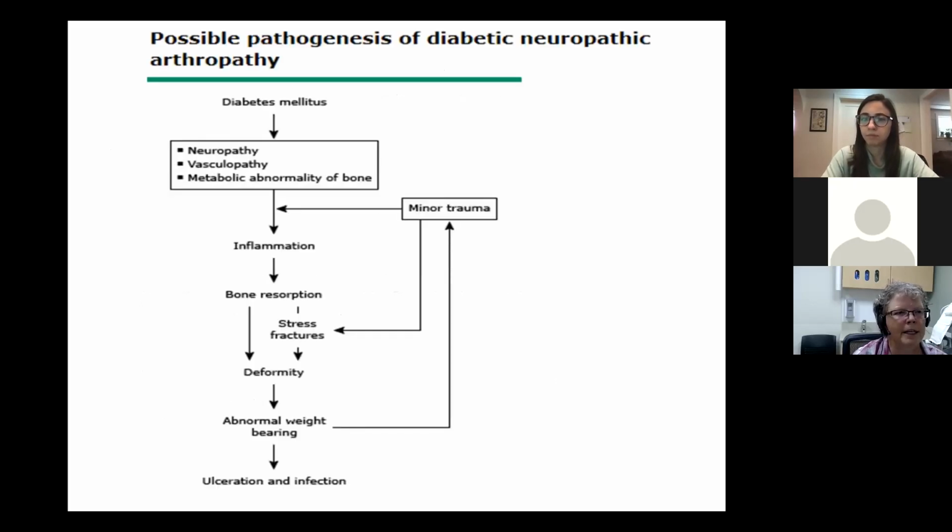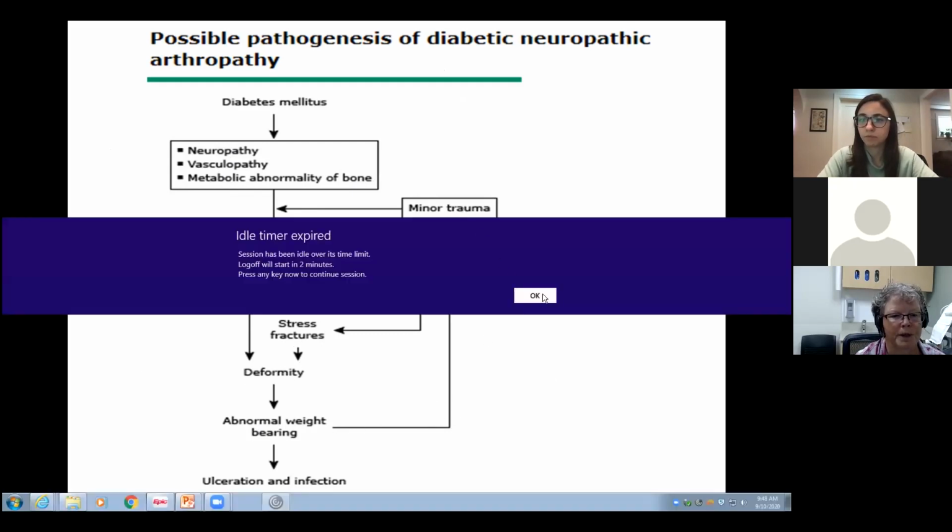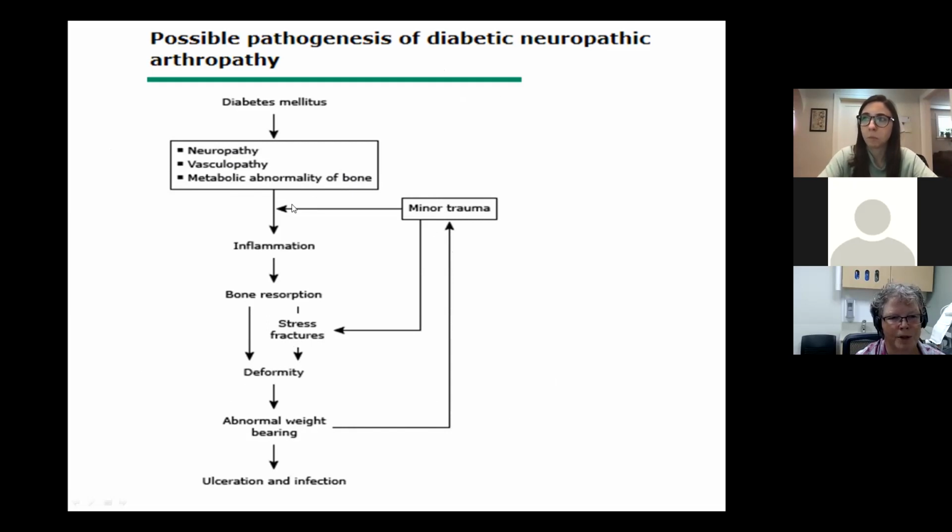A little bit of a busy slide, but just the salient points is that when you have diabetes with neuropathy, vasculopathy, and metabolically abnormal bone, you get a trauma, which causes inflammation, bone resorption, stress fractures, deformity, abnormal weight bearing, and ulceration. The abnormal weight bearing then causes additional trauma, so you just stay in this loop. The part doesn't feel right, but they don't realize they're actually walking on fractured bone. So they keep using the part, which turns the trauma inflammatory response back on. So they just don't get out of that loop.